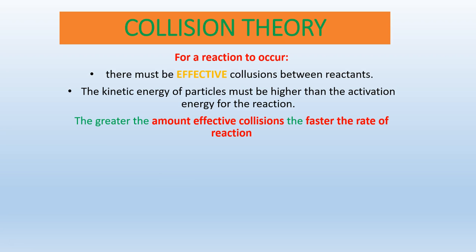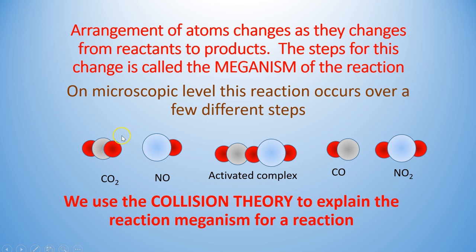Okay, so let's have a look at the collision theory. For a reaction to occur, two things are needed. There must be effective collisions between reactants. All the time these little molecules are bouncing or colliding with each other, but it doesn't always happen that bonds break and other bonds form. For bonds to break and other bonds to form, these collisions must be effective.